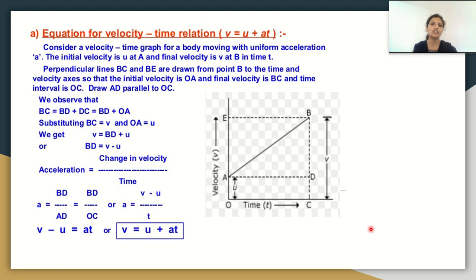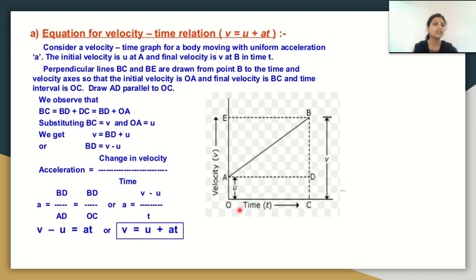The first equation of motion is the relation between velocity and time, and the equation is v = u + at. In the last lecture, I told you children that the initial velocity of the object is denoted by letter small u, final velocity is denoted by letter v, acceleration is a, and time is denoted by the letter t. If you see there on the screen, we have taken a graph of velocity time. Can you quickly recollect that the velocity time graph gives us an idea about which type of motion?